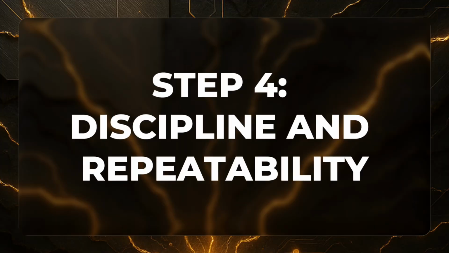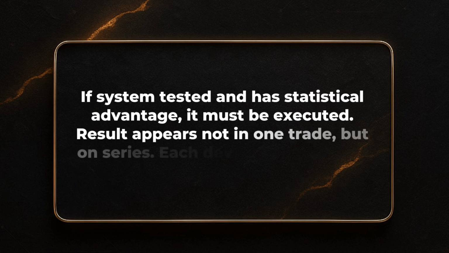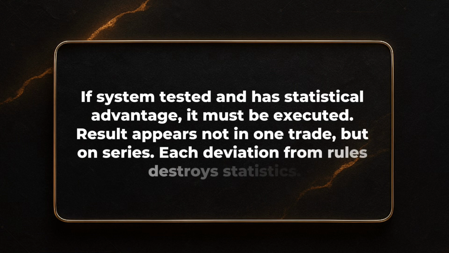Step 4. Discipline and repeatability. The biggest mistake is to start changing the strategy after first failures. If the system is tested and has a statistical advantage, it must be executed. Result appears not in one trade but in a series. Each deviation from rules destroys statistics. Therefore, the main trader skill is not searching for new ideas, but the ability to follow your own system.